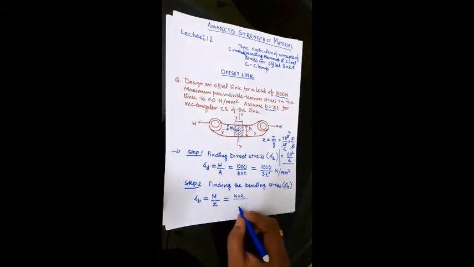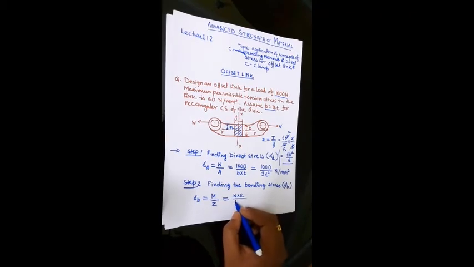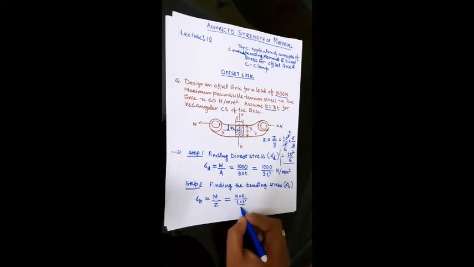Now we are putting this section modulus value here. That section modulus value is nothing but t into b square by 6.